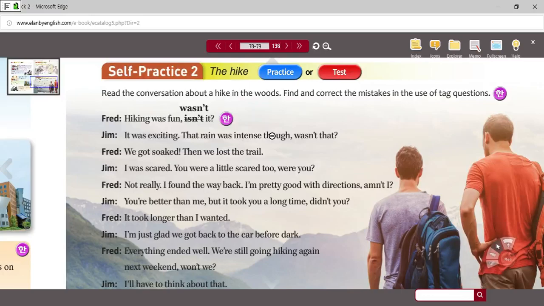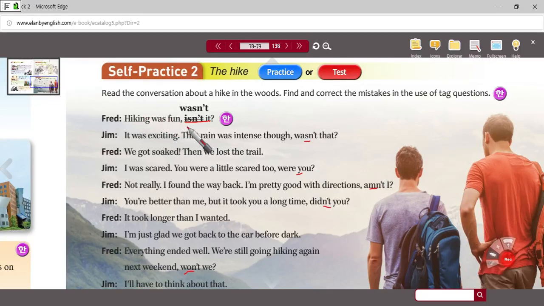Okay, this is kind of a review, not a warm up, but a warm down. We're going to read the conversation about a hike in the woods. Find and correct the mistakes in the use of tag questions. Fred and Jim are having a conversation. Throughout the conversation, there are a number of tags. I think you can find them. There's one here, one there, and they seem to be at the end of each turn. So that's about 6 of them. The first one's done.